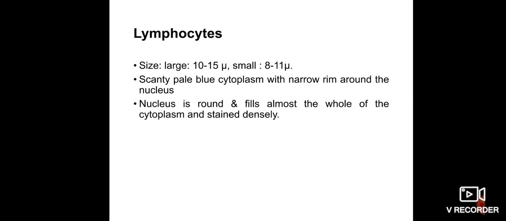Lymphocytes, you must have seen in your physiology classes in the peripheral smear. They are around 10 to 15 microns in size if it's a large lymphocyte. If it's a small lymphocyte, it is around 8 to 11 microns in size. It has a very small, scanty, peripheral rim of cytoplasm and a round nucleus which will almost completely fill the cell.